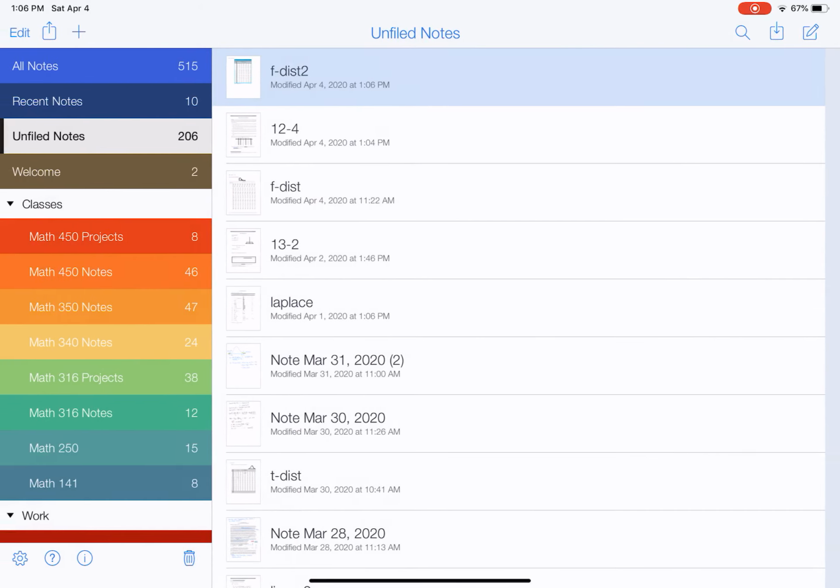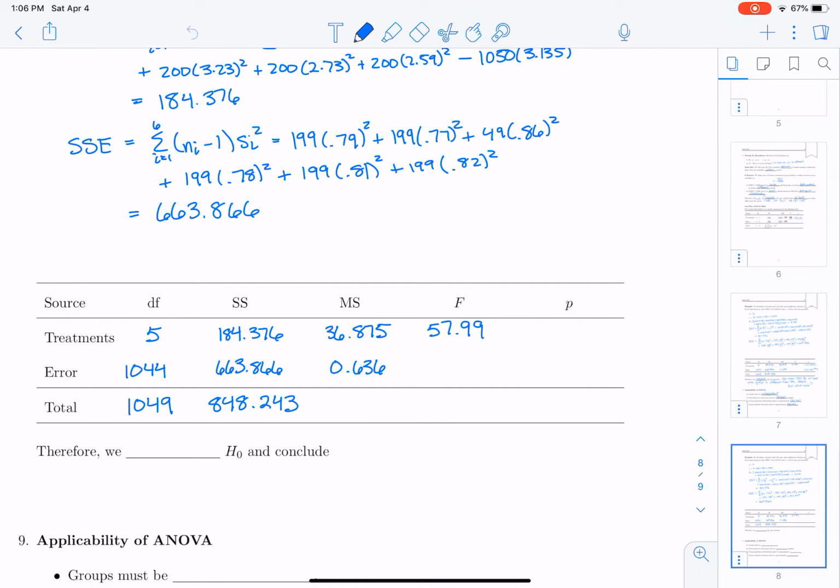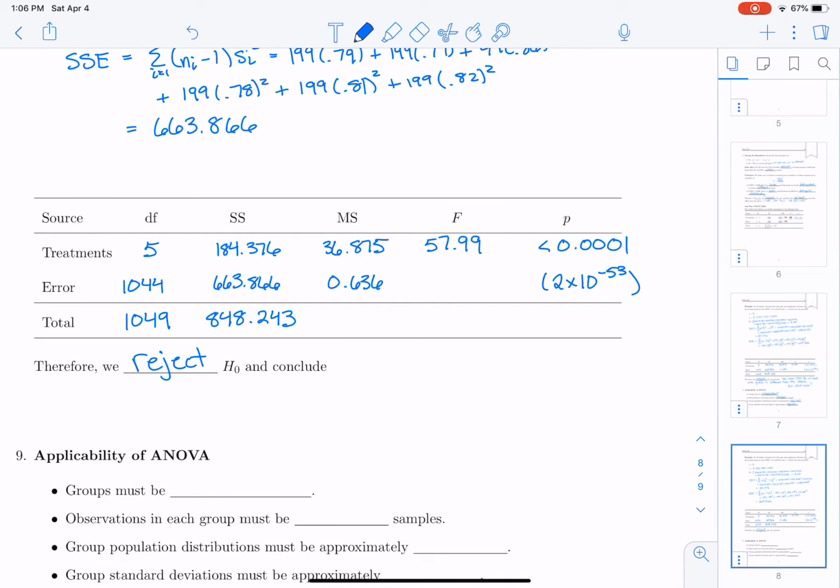Okay, let's go back to our computation. So our p-value we know is less than 0.0001, very highly significant. I plugged it into R and I got 2 times 10 to the minus 53. So again, very highly significant. So we're going to reject our null hypothesis. That means that smoking has some sort of effect on mean pulmonary function. So we can conclude the mean FEF for at least one of the groups is different from the others.